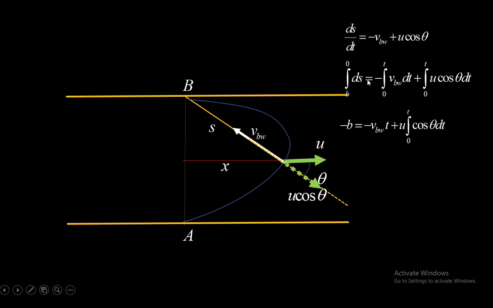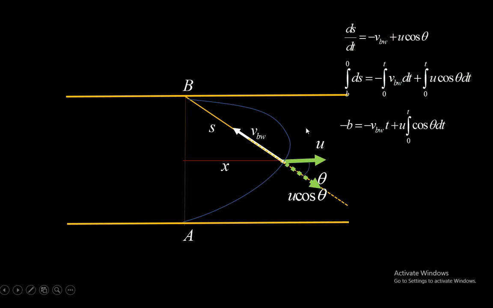And if you solve this, this term will solve to minus B. The second term will solve to minus VBW T. This last term, u being constant, can be taken out. And now we cannot solve this term because there are two variables, theta and t. So we can integrate only when there is one variable. So somehow we have to solve this integration by using some trick. Let's see how we can solve this expression.